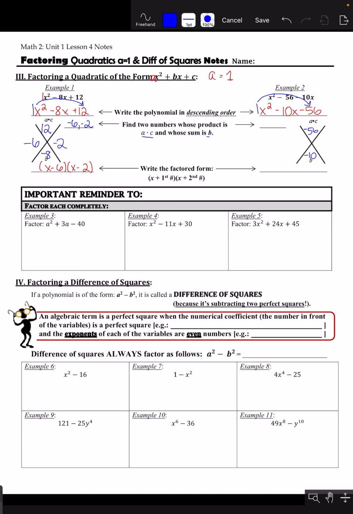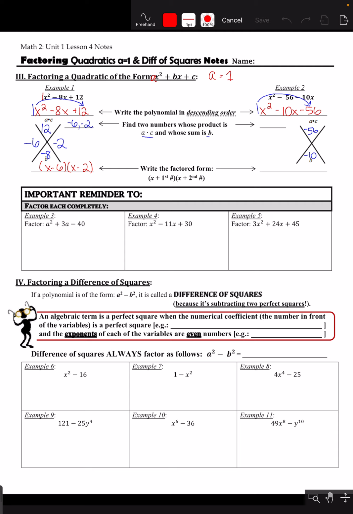And so we want to think of all the numbers we know that multiply to give me negative 56, but add to give me negative 10. That one's a little bit tricky because the typical ones we know for 56 would be 1 and 56. Well, that can't give me negative 10. 2 and 28 can't give me negative 10. And then 7 and 8 can't give me 10. So we got to dig a little bit deeper.